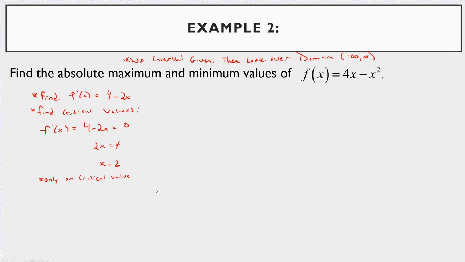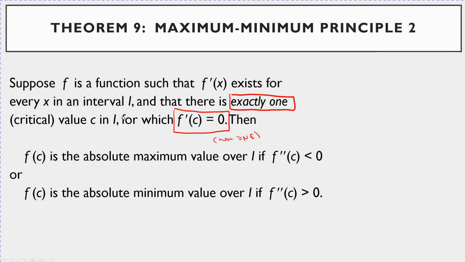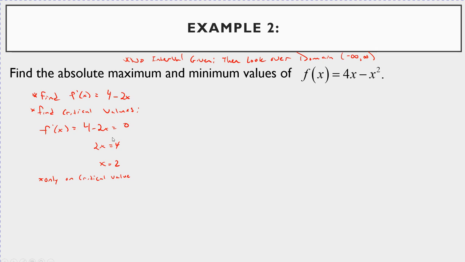Okay, so I've got one critical value here. Looking back here, there's exactly one critical value. So then I want to say if this f of c, when I take this critical value I found and plug it into the function, is an absolute max or min. First off, what is f of 2? Because that's our critical value. If you take 2 and plug it in the function, you get 4 times 2 minus 2 squared, which gets you 8 minus 4, which gets you 4.